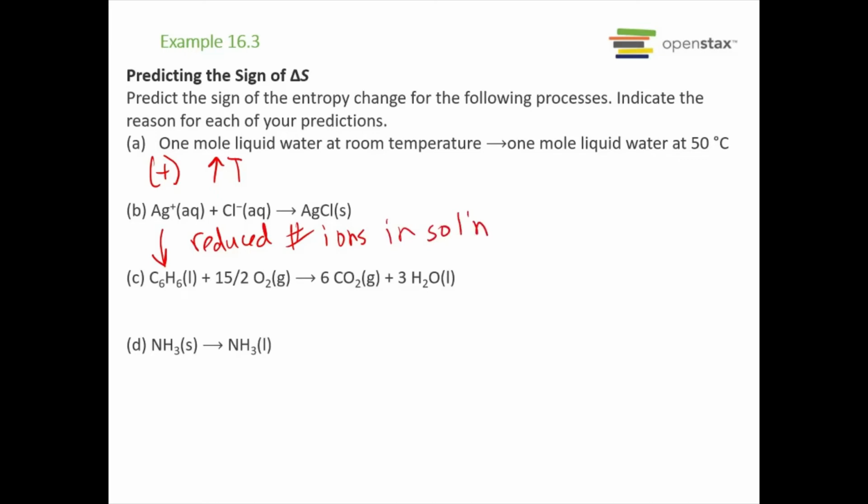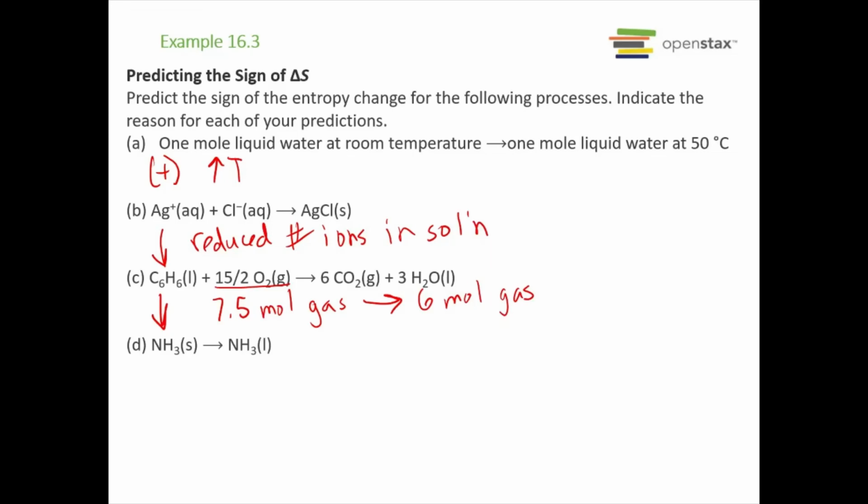C, we've got C6H6 and 15/2 O2 going to 6 CO2 plus 3 H2O. It's a good old combustion reaction. And this is actually going to be a negative change in entropy, and that's because we have 15/2, which is 7.5 moles of gas, and going down to 6 moles of gas in total. Okay, 7.5 moles of oxygen, 6 moles of carbon dioxide, but just total numbers of moles. We're reducing the amount of gas. And gaseous species we know have much higher entropies, so less gases, lower entropy in the system.